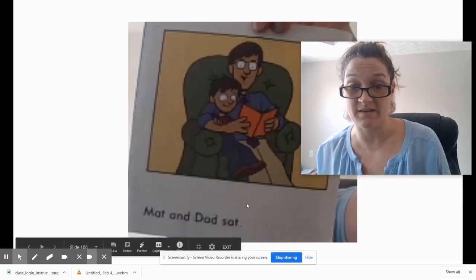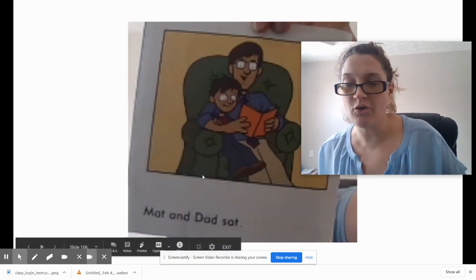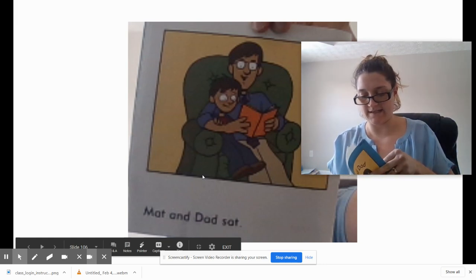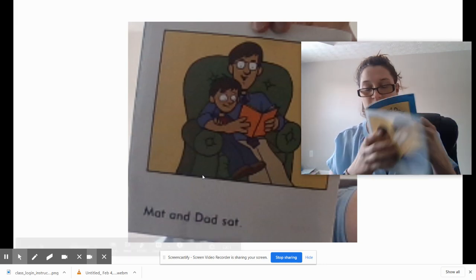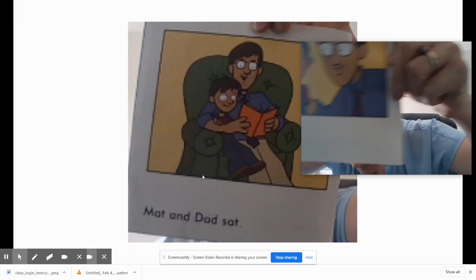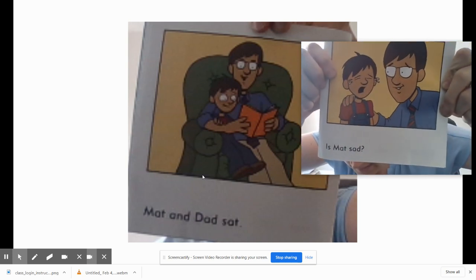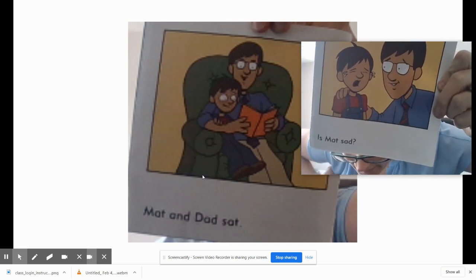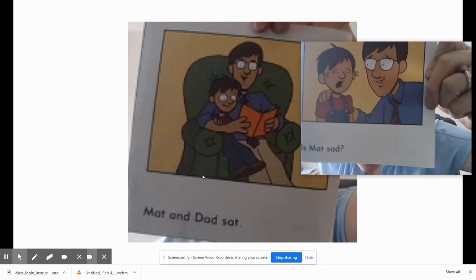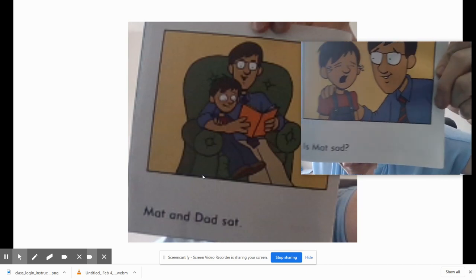Oh, Miss Rice put that in there twice. Oh no, I missed a page. Hold on, guys. Here you go. This is the page that's supposed to be there. All right. So in the box, write the word is.